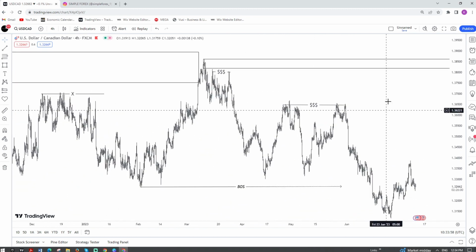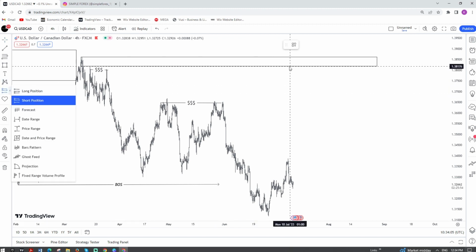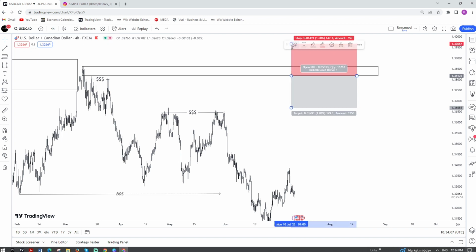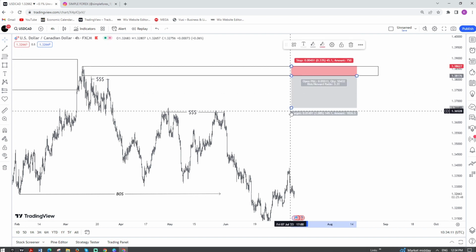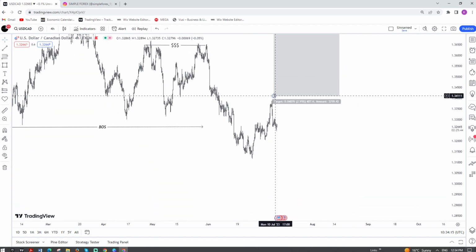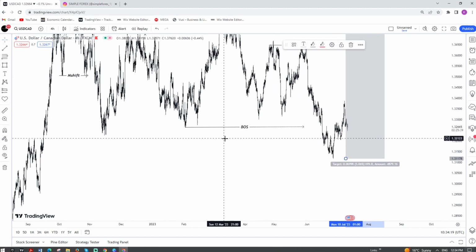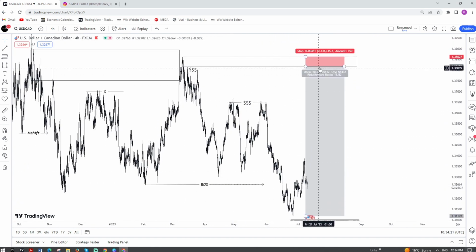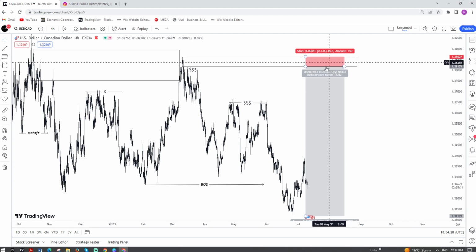So this is our analysis for the USD CAD, because we must always try to recognize the liquidity so we don't become the liquidity, right? So my stop loss is going to be on that high over there, and then my target is going to be on that low right there. So for us, the risk to reward ratio is going to be 15. That's not bad. That's super good.